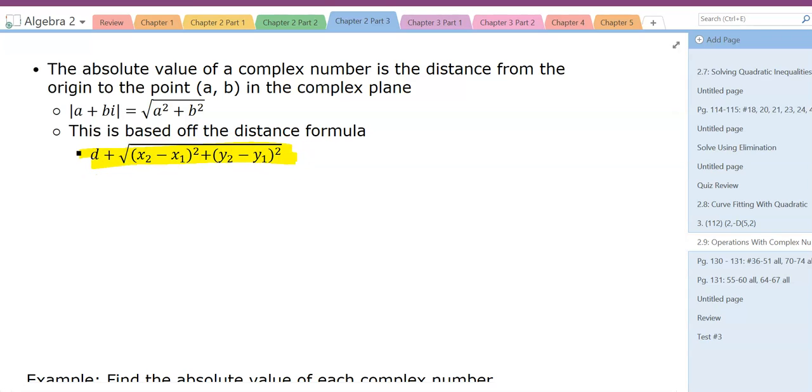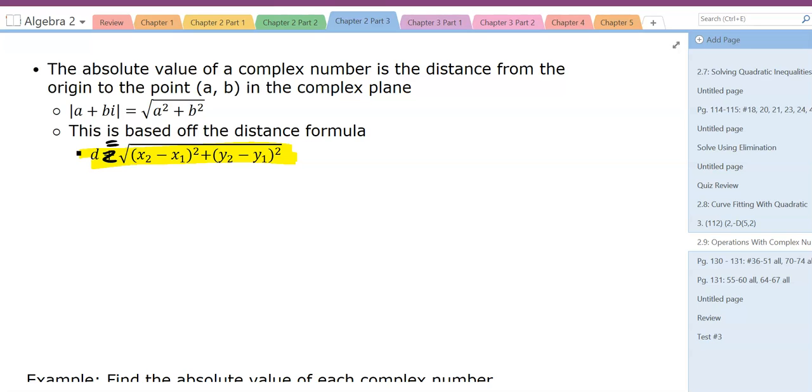And that plus sign should be an equal sign. That's a typo on my part. So you have x2 minus x1 squared, and then y2 minus y1, that quantity is squared. All of that is underneath the big square root sign. Okay, so we're going to do the same thing for absolute value.